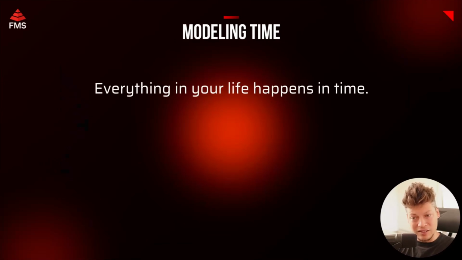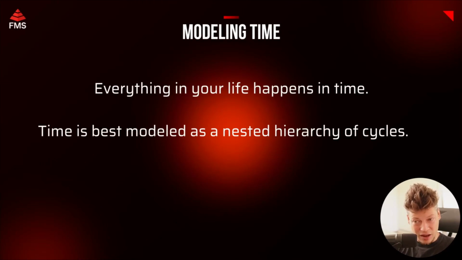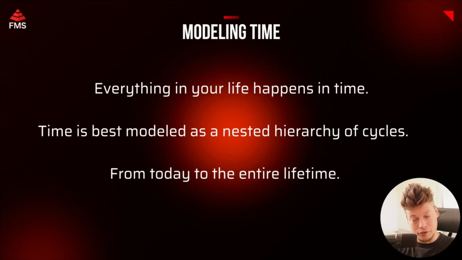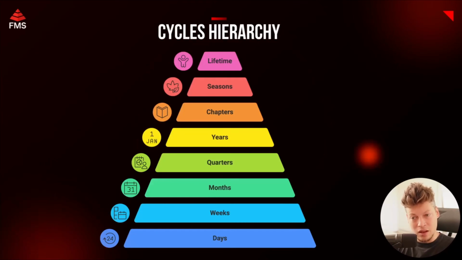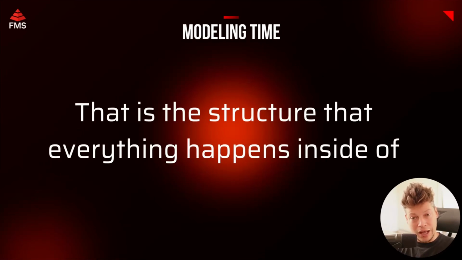And when it comes to modeling time, what I'm saying is that everything happens in time. Really, if you think about it, your to-do list exists in time, your habits exist in time, all of your goals and projects, aspirations, and even vision, they only make sense in light of time. The best way to model time is as a nested hierarchy of cycles from today to their entire lifetime. So if we visualize that, that's how this pyramid is going to look like. At the very base, you have days, which make up the vast majority of the cycles, and then you have the cycles building up all the way to the entire lifetime. And that's your stage. That's the core structure that everything else happens inside of.